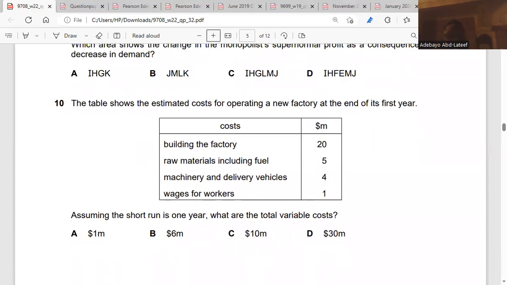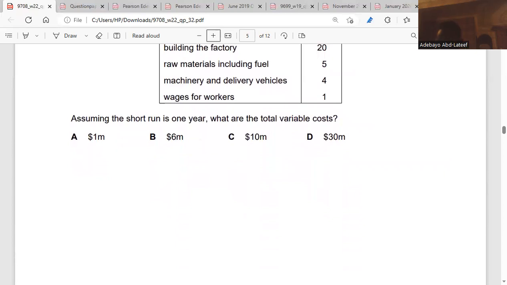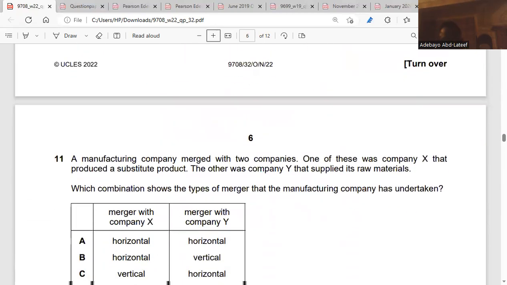Then we go to question 10. They said the table shows the estimated cost of operating a new factory at the end of its first year. Assuming the short run is 1 year, what are the total variable costs? Building the factory is a fixed cost. Raw materials is variable. Machinery and delivery vehicle is variable. Wages for workers is variable. So we have two variables there, which is 5 million and 1 million, which is 6 million. Clear?